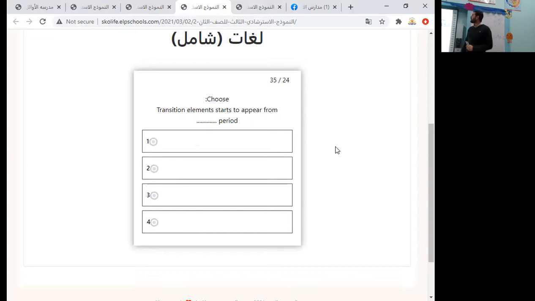Transition elements start to appear from which period? As we know, transition elements are found in the d block, and they begin to appear from period number 4. So the answer will be period 4.